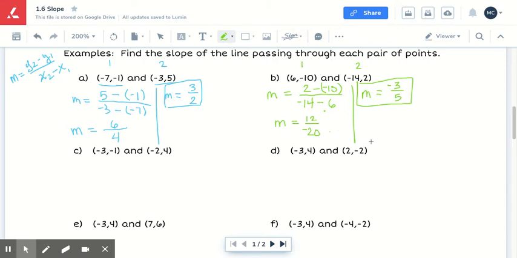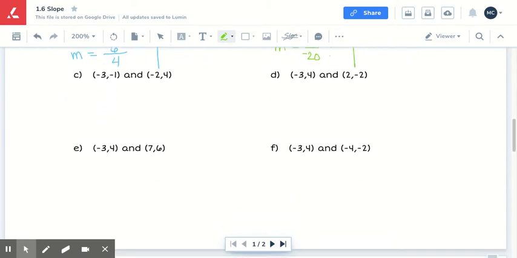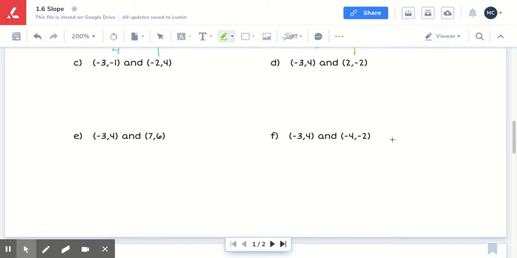Okay, the next 4 problems that are on here would be good guided practice problems. So this would be a fantastic place to pause the video and try these 4 problems and then come back and check and see how you did.